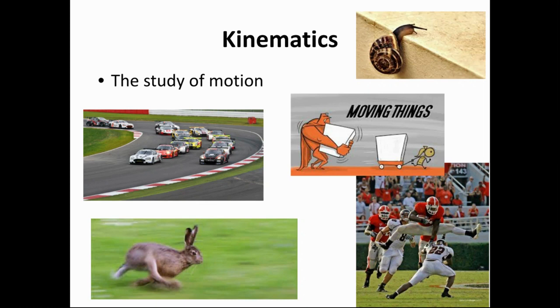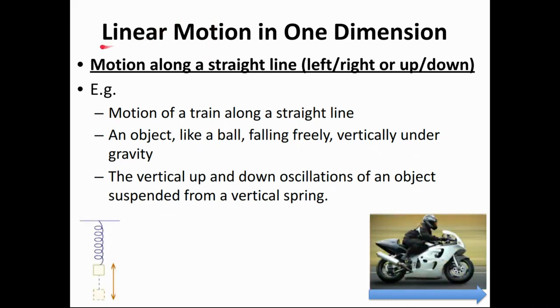Like I said yesterday, if you see this root kine, it means motion. So kinematics is the study of motion. We're dealing with linear motion in one direction right now, which means in a straight line, left, right, up, down, anything where the object is just moving in a straight line. It's not making any kind of turns or curves. So you can think of a ball dropping, throwing a ball straight up in the air, things like that. This example here has an oscillating spring just going up and down.